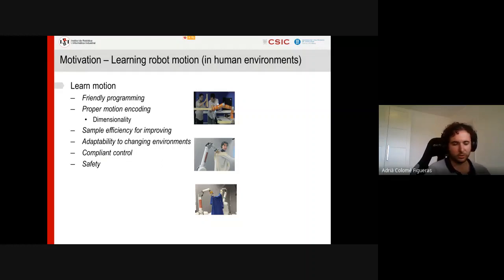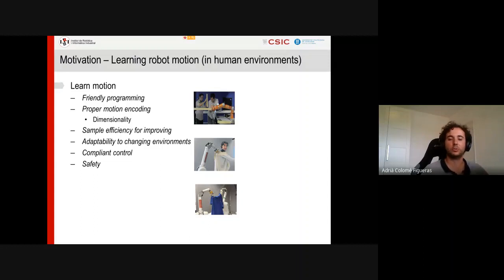Also, when we want the robots to learn, we need them to encode in an efficient manner the motion that we teach them. This has implications, especially considering the dimensionality of these motion representations, and it is also linked to what we call sample efficiency. Sample efficiency means that we don't usually have many samples for teaching the robot. We don't spend the whole day teaching a robot to grasp an object. And the robot also doesn't have many samples for improving its behavior.